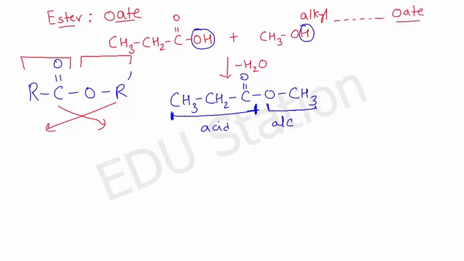Now we'll try this one. Alcohol is not preferred. So the alcohol part has a CH3 alkyl group, so you write methyl. There will be no 1, 2 or anything. Methyl, space. Acid part is preferred, so 1, 2, 3: prop, and an oate or simply oate. So this is methyl propanoate.